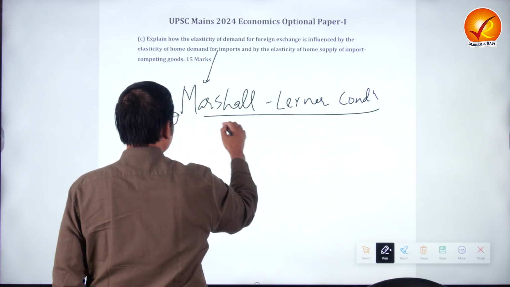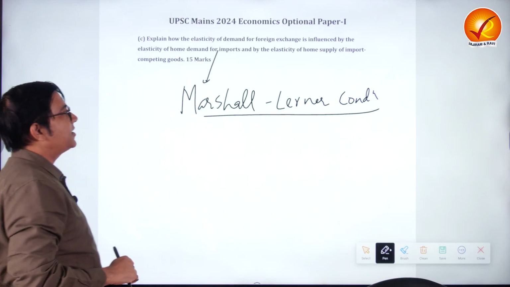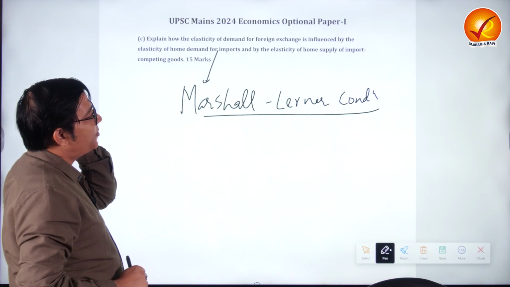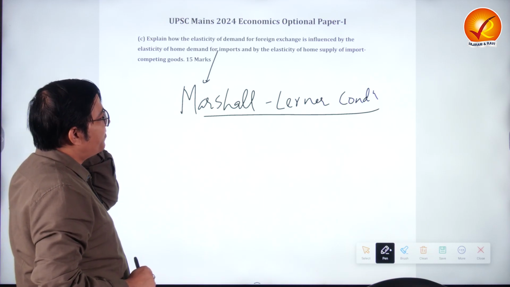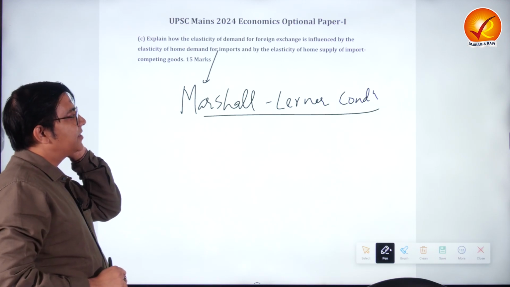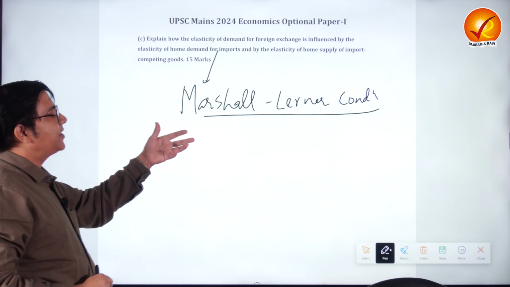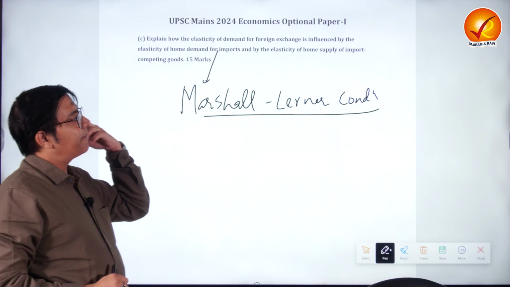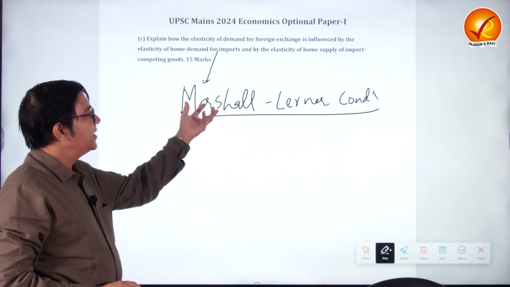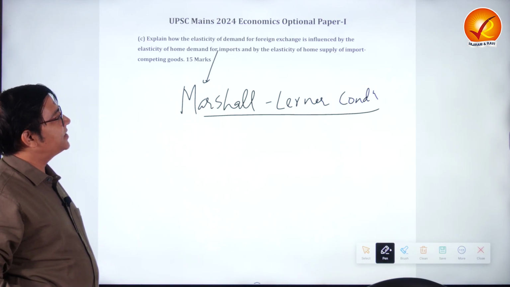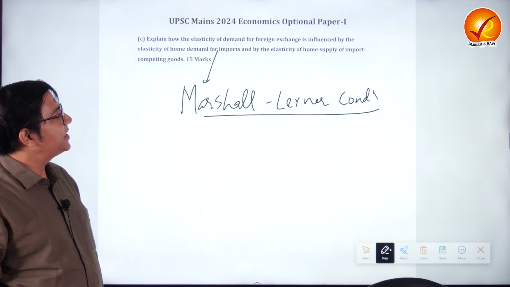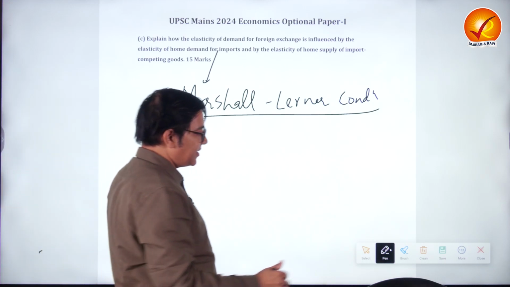Under the Marshall-Lerner condition, they talk about the elasticity of import and that of export. But in the context of home supply of import competing good, it is like we are avoiding that particular import. We are replacing that particular import, thereby saving our import dependence. Explain the Marshall-Lerner condition and the J-curve hypothesis, etc. in that context, and that should be answering the question.